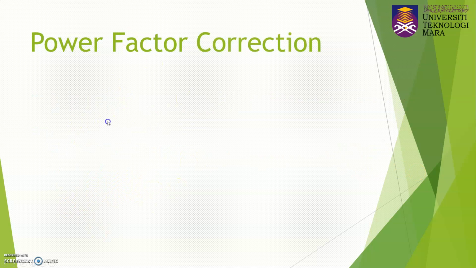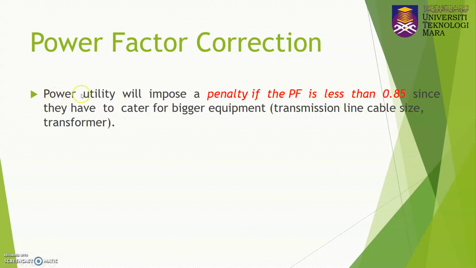For power factor correction, this is for your general information. The power utility will impose a penalty on the industry if the PF is less than 0.85, because they need to cater for bigger equipment such as transmission line, cable size, and transformer. So industries need to measure the power factor. If the power factor at their side is less than 0.85, the power utility will impose a penalty in terms of their electricity bill, meaning that they need to pay more to the power utility.